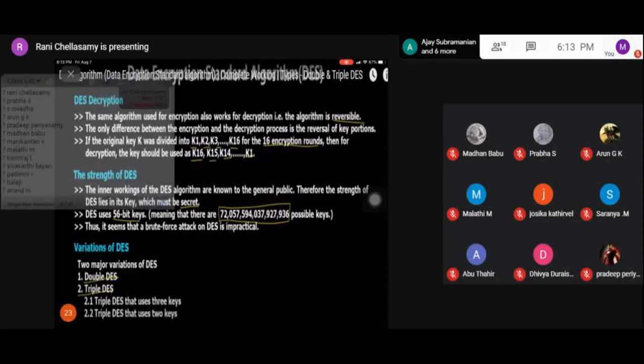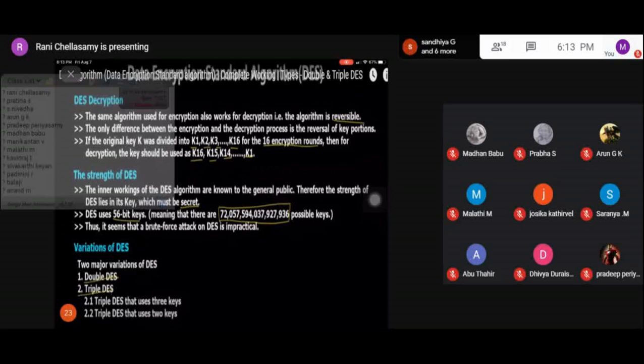So DES uses only 56-bit keys. Okay, so that is the possible keys. These number of possible keys can be used. Okay, fine. So it seems that no brute force attack can be applicable on the DES algorithm.